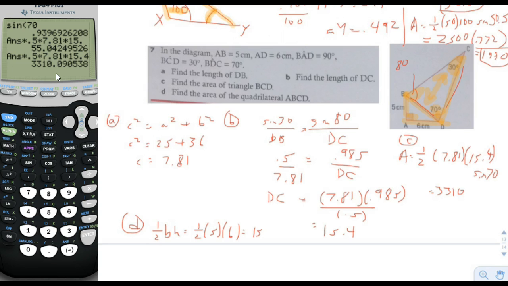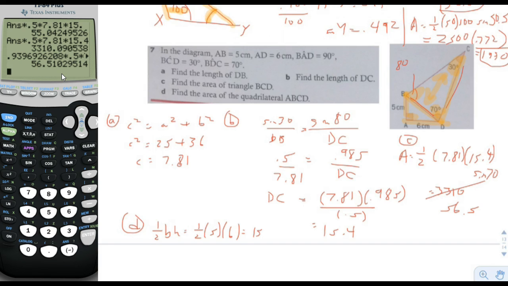Something's wrong. That's wrong, right? Oh, look what it did. So I want that times 0.5 times 7.81. Whoops. This is such a pain to type on this calculator with a mouse. 15.4. Okay, 56.5. Okay, that's better.